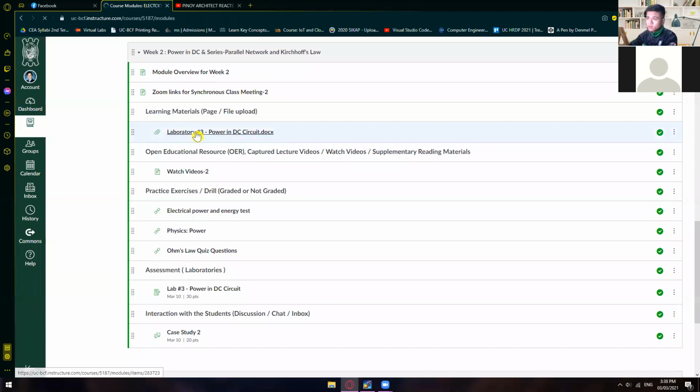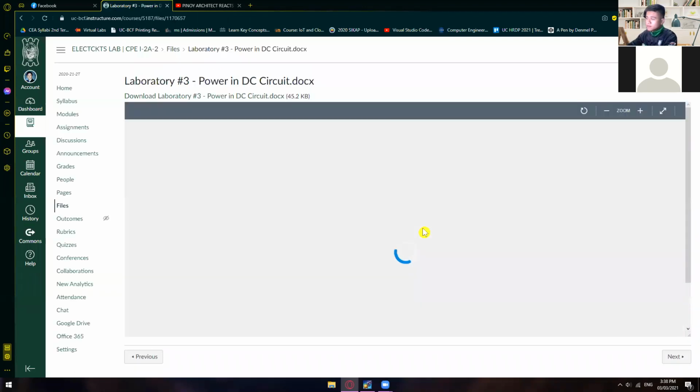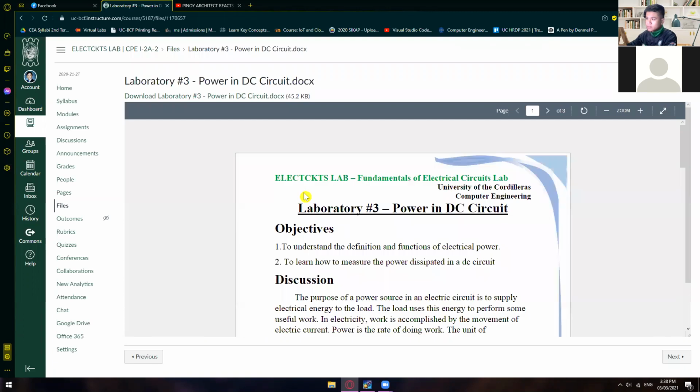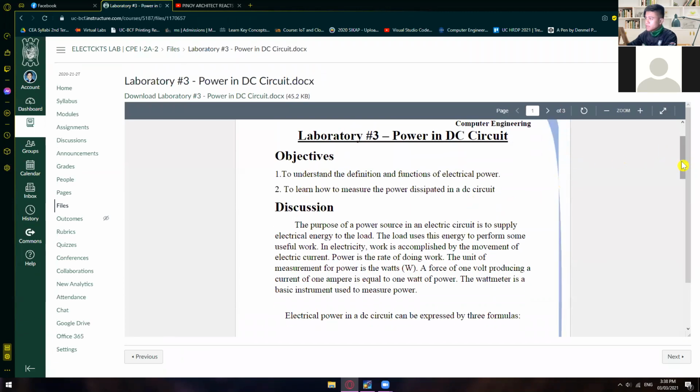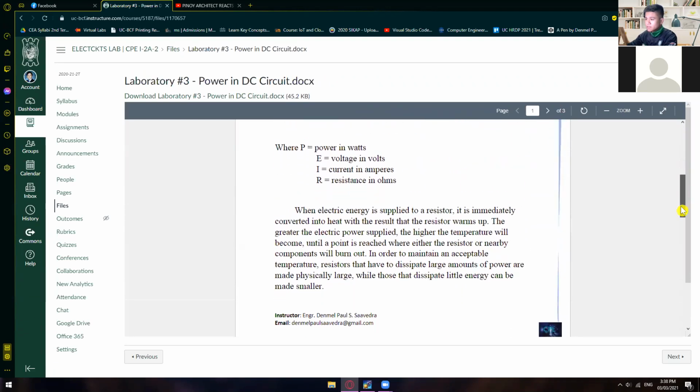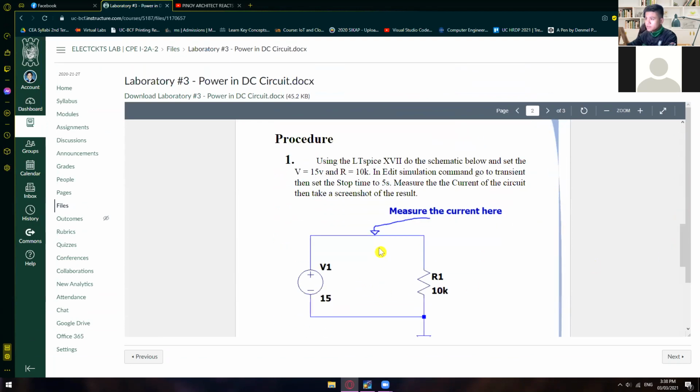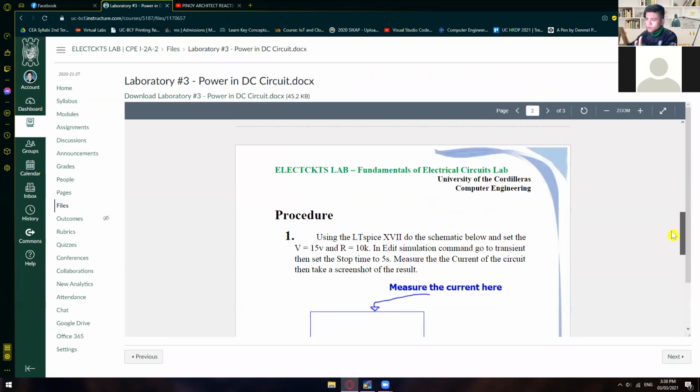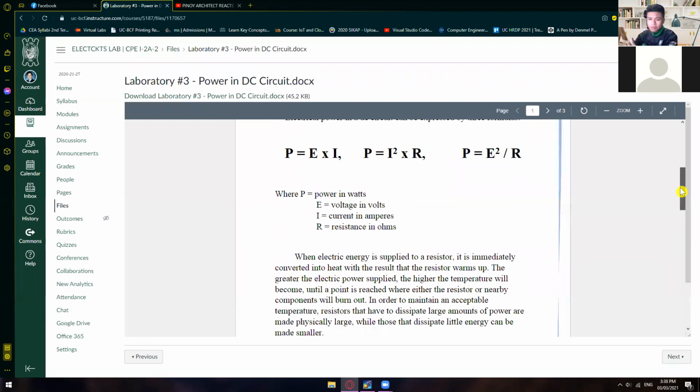All right, so for your lab number three, this is of course the instruction. Just click this one and then you will see this lab number three. Please download this one now so that you can have your own copy. This is where you can also put your answers. For your lab number three, this one is super easy.